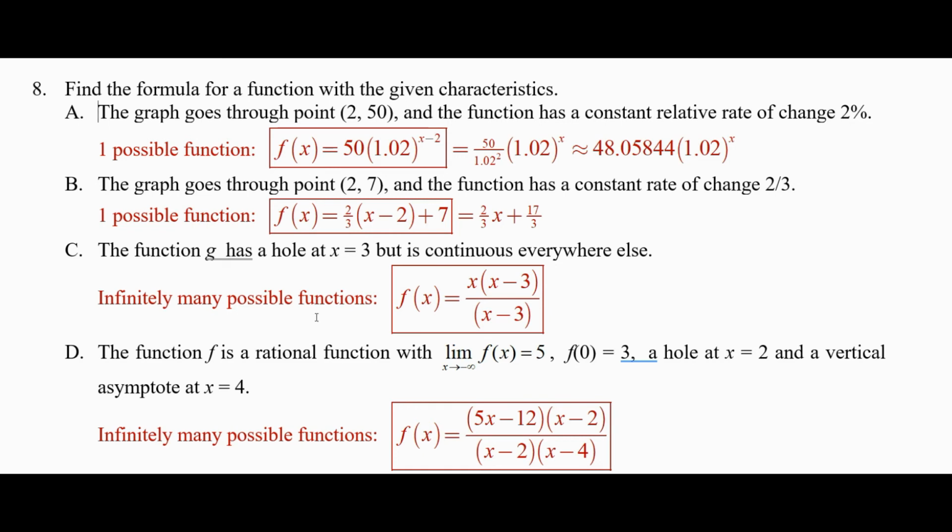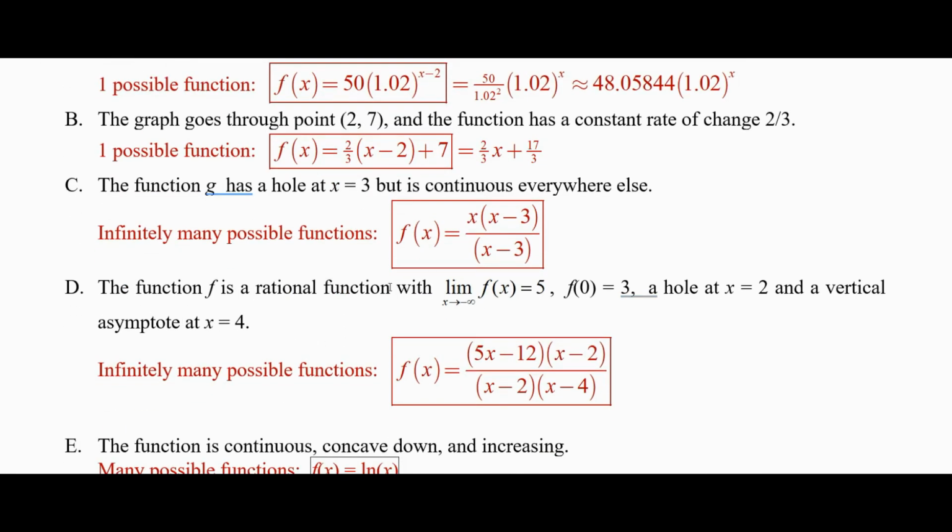A function g has a hole at x equals 3, but it's continuous everywhere. So notice in a and b, there was only one possible function. This time there are infinitely many. One of the easiest ones would be just x times (x minus 3) over (x minus 3). That's just like y equals x, but then with a hole at 3.